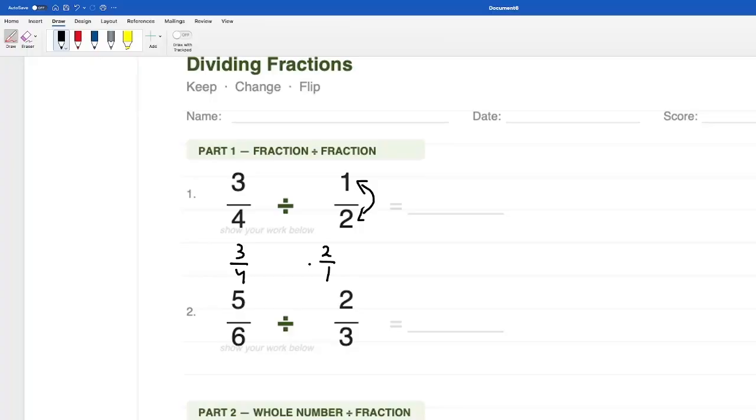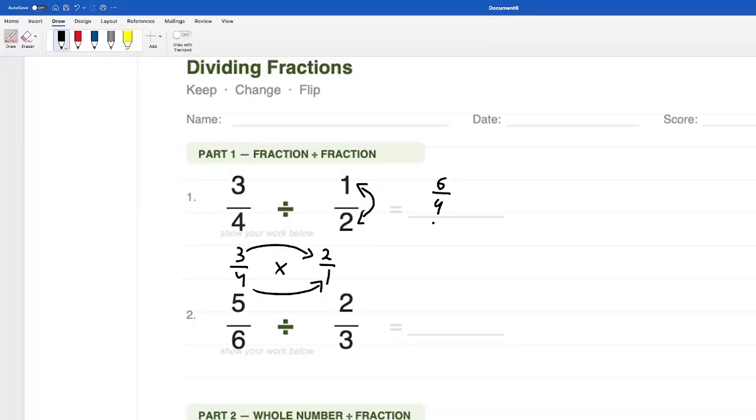And now, what we actually do after that is we multiply them, okay? We multiply them. So once we flip, we just multiply left to right. So the top is multiplied and the bottom is multiplied. So what is 3 times 2? It would be 6, right? And then what is 4 times 1? It would be 4, okay?